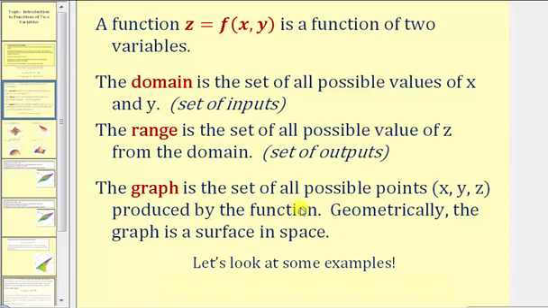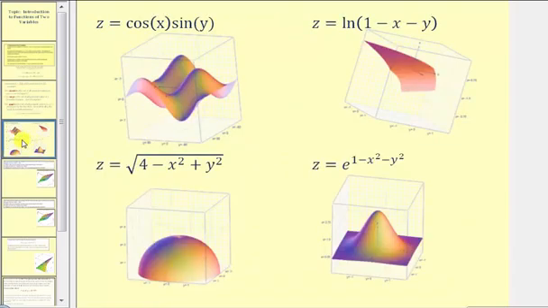The graph is a set of all possible points x comma y comma z produced by the function. Geometrically, the graph is a surface in space. Let's look at some examples. Here we have four functions of two variables, and notice how in each case the graph is a surface in space. So we get some very interesting surfaces when we graph functions of two variables.